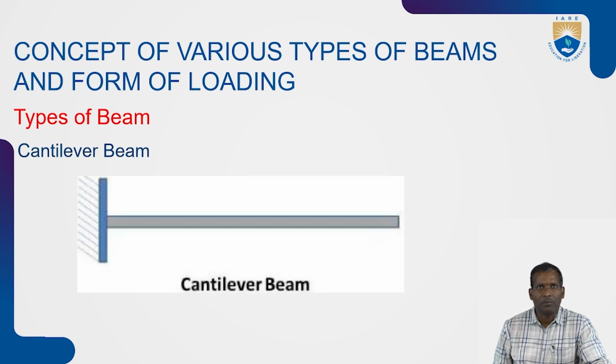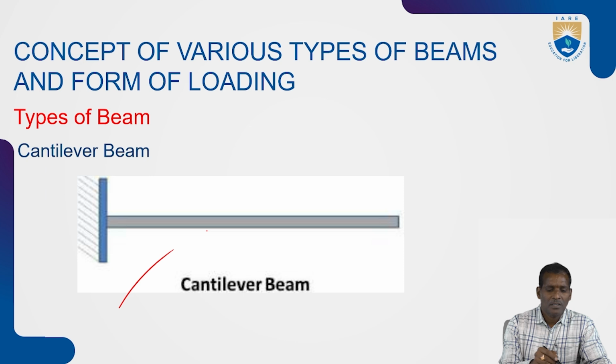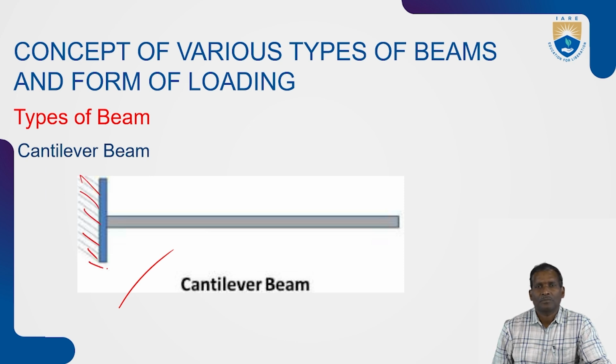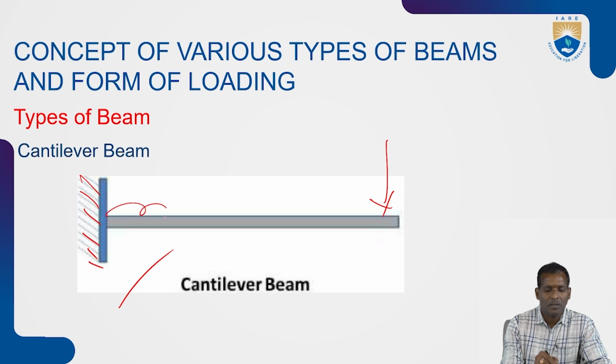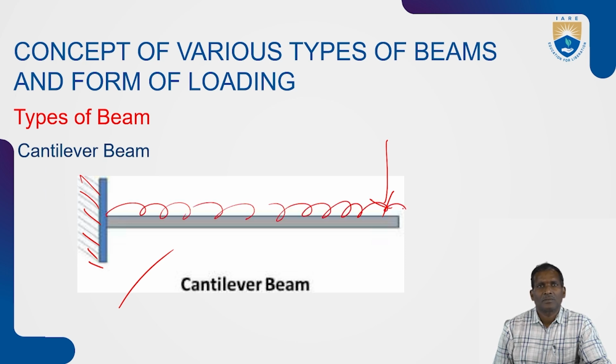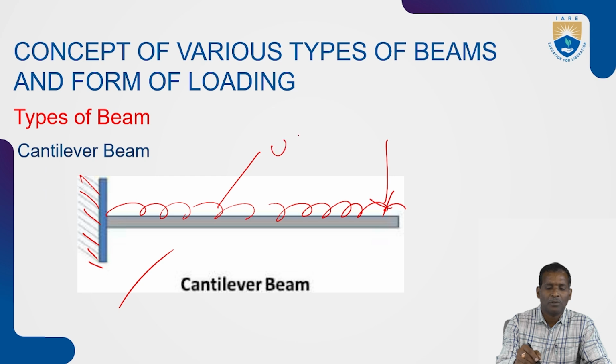I will show you the diagram. This is a cantilever beam. One end is fixed, another end is free. Suppose the load is acting like this. The load can also act like this, as a UDL. This load is a uniformly distributed load, and this load is a point load.